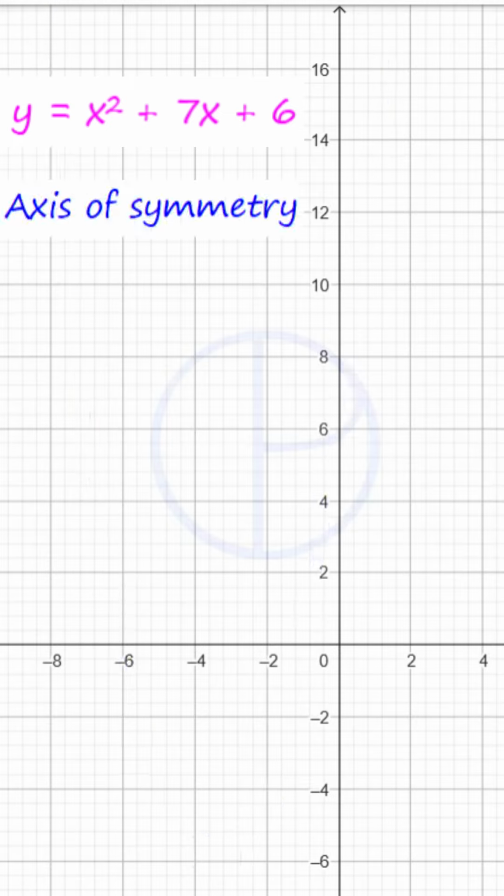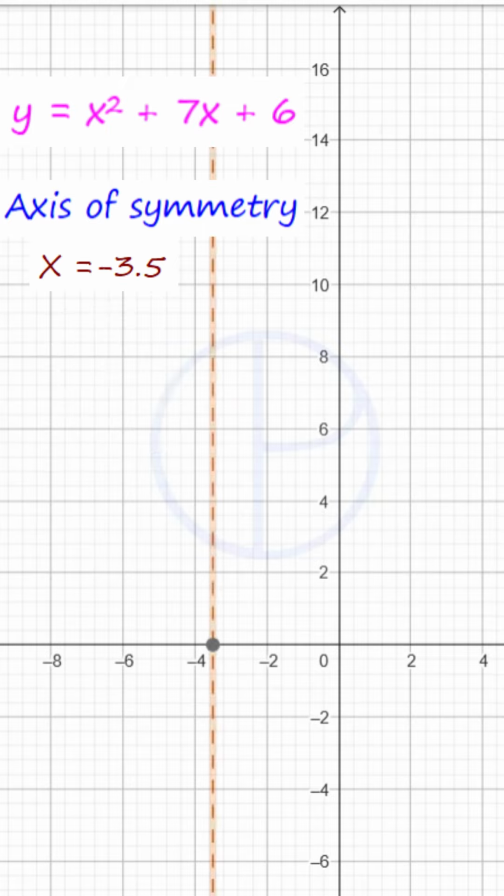Next, find the axis of symmetry, which is a vertical line that divides the curve into two equal halves. The formula for finding the axis of symmetry is x equal to minus b divided by 2a. In this example, b is 7 and a is 1. We get x equal to negative 3.5. Plot the vertical line for x equal to negative 3.5.